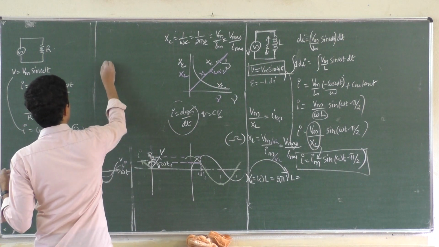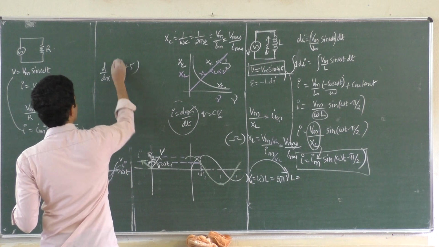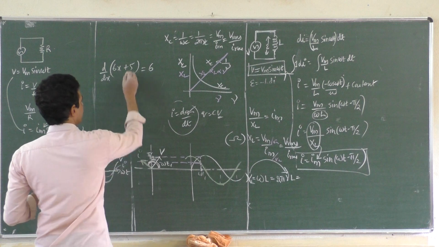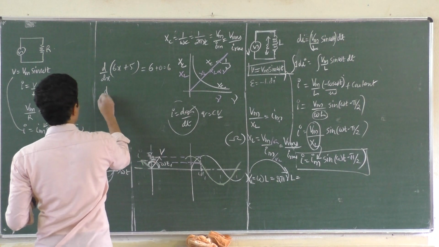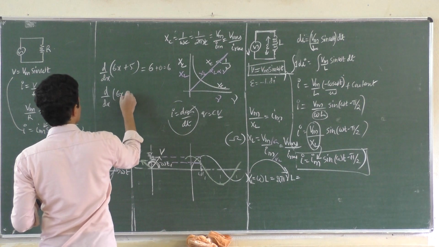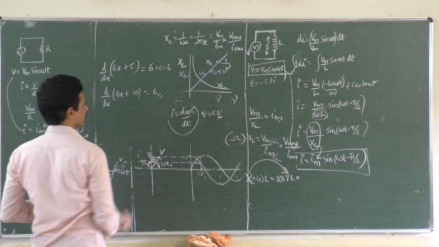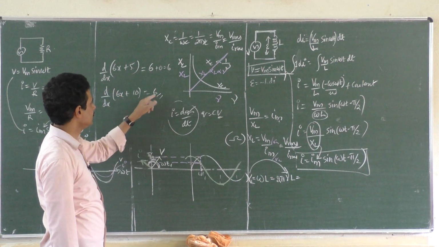For example, d by dx of 6x plus 5. What is the answer? It is equal to, differentiation of 6x is 6. But differentiation of 5 is 0, right? So 6 plus 0, that is 6. What is d by dx of 6x plus some 10? It is also 6, because d by dx of 6x is 6 and differentiation of 10 is 0. So it is always 6.